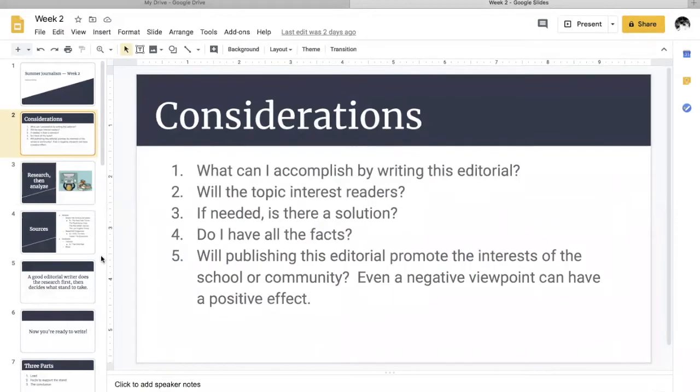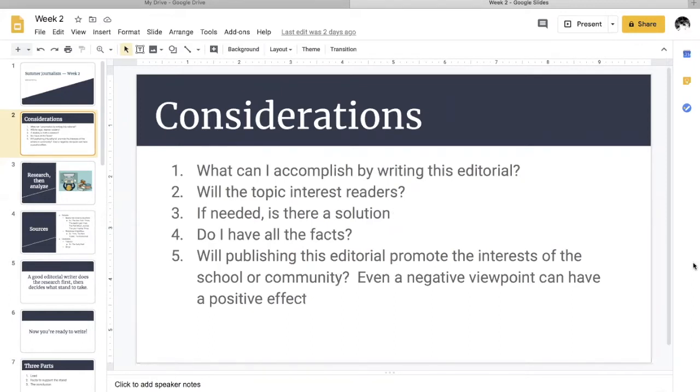We're going to start with considerations. And again, if you guys have any questions, just let me know. These 5 questions are going to be: what can I accomplish by writing this editorial? Because you want what you're writing to have a purpose. And that's kind of obvious because everything you read in the newspaper right now, you have an interest in, presumably.